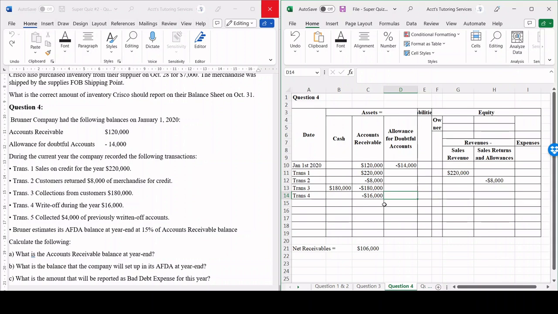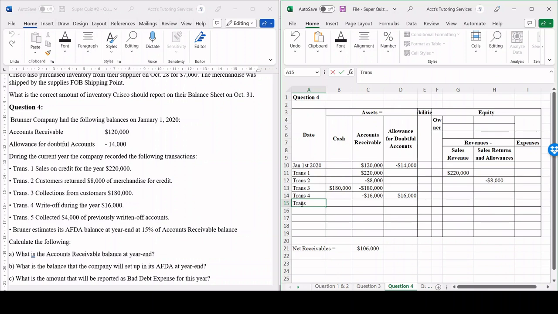So in this case, since allowance for doubtful accounts is going to be decreased, we're going to have a positive number, because remember, allowance for doubtful accounts is a contra account, which is a negative balance. Now on transaction number 5.